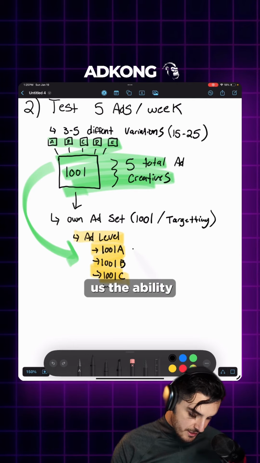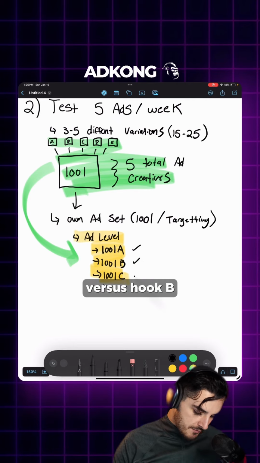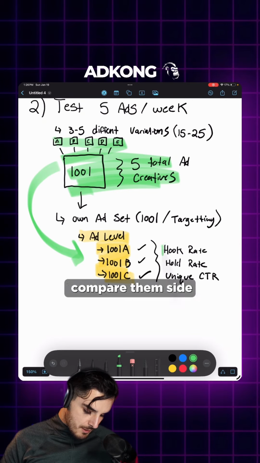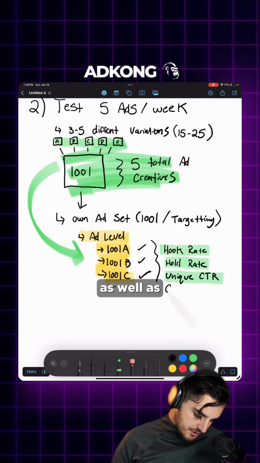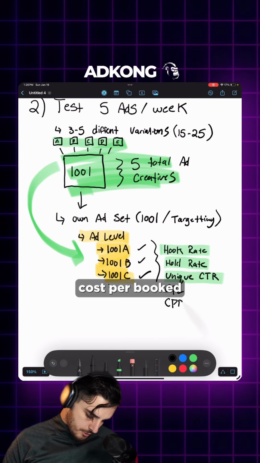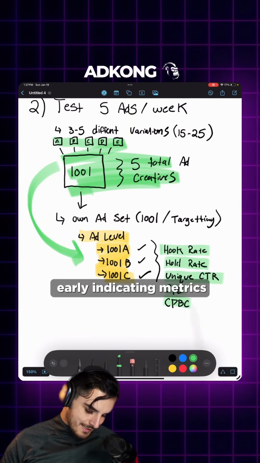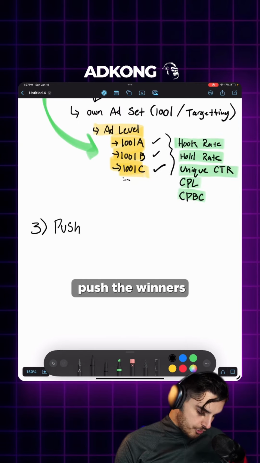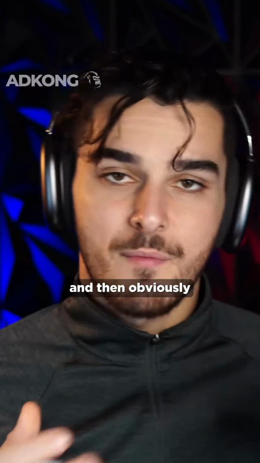This also gives us the ability to test hook A versus hook B versus hook C. And when we compare them side by side, we're going to be able to check things like hook rate, hold rate, and unique CTR, as well as things like cost per lead, cost per booked call. And really that's it in terms of the early indicating metrics. Then step 3, we're going to push the winners to the scaling campaign and then obviously turn off the losers.